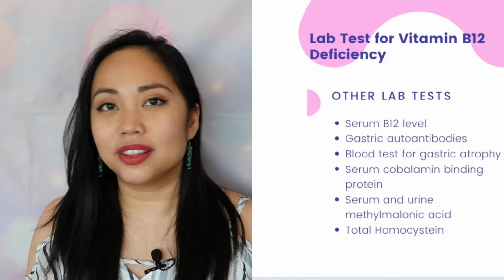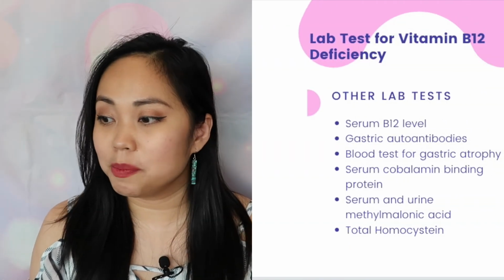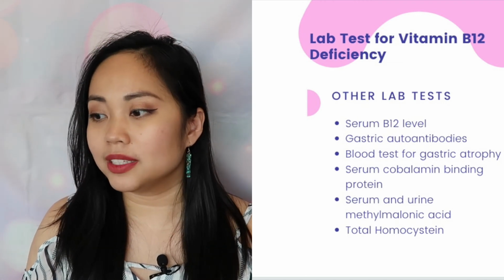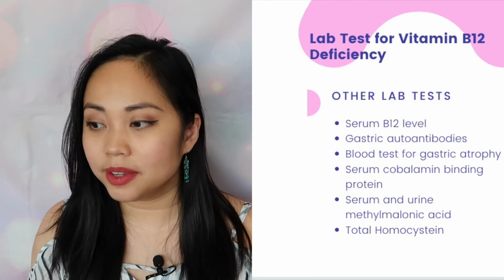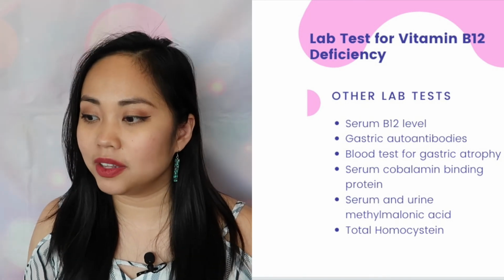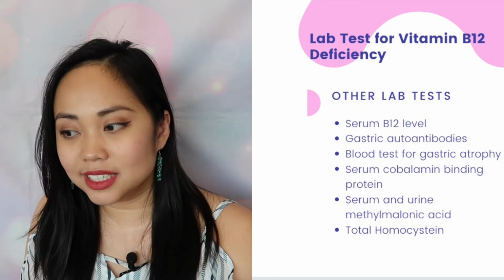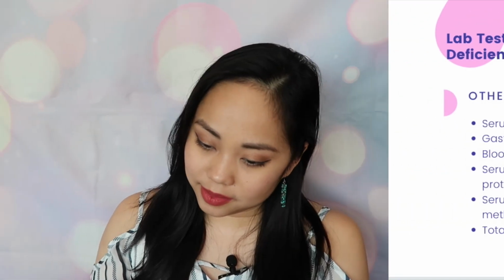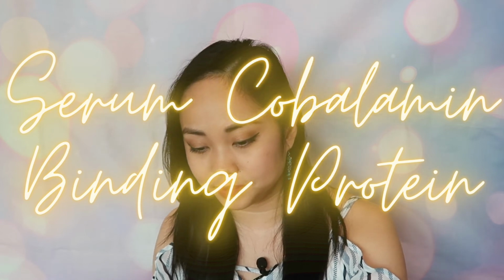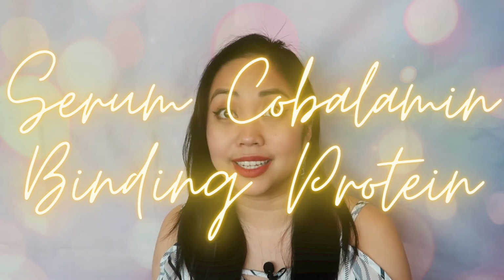And so, for other lab tests, you can do serum B12 level, gastric autoantibodies, blood tests for gastric atrophy, serum cobalamin binding protein, serum and urine methylmalonic acid, and total homocysteine. Since the Schilling test is hard to administer, hospitals now turn to serum cobalamin binding protein. This is a good replacement for the Schilling test.